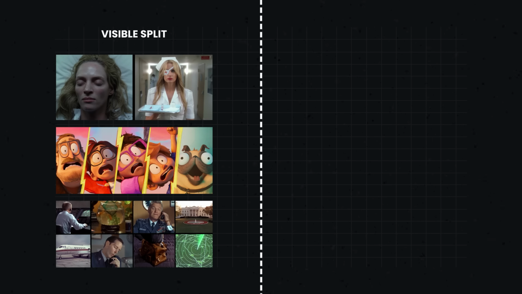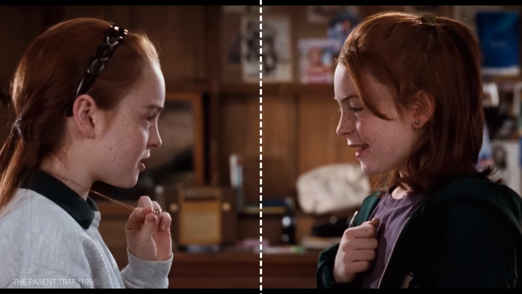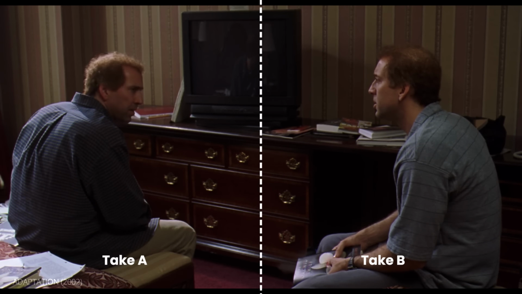The first of these is where audiences can clearly see a division between two or more images. The second is an invisible split screen, which combines two different shots or takes. The invisible split screen is most frequently used when an actor is playing multiple roles at once, coordinated through the careful editing of different takes.